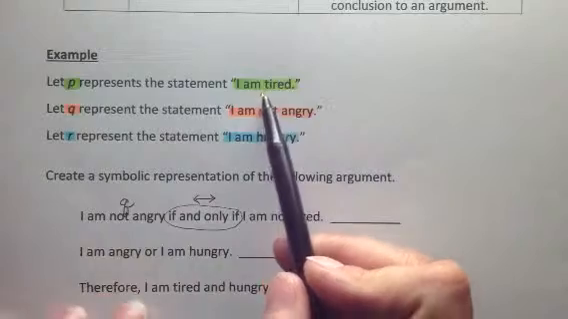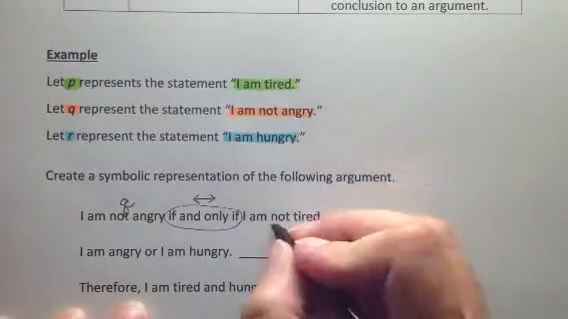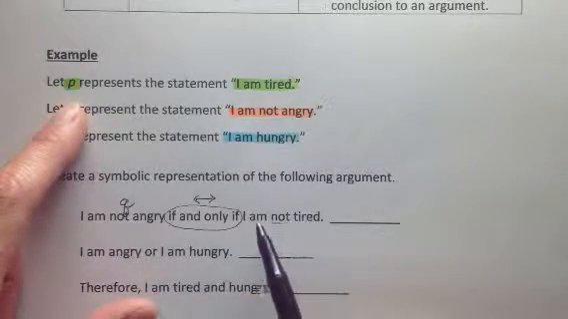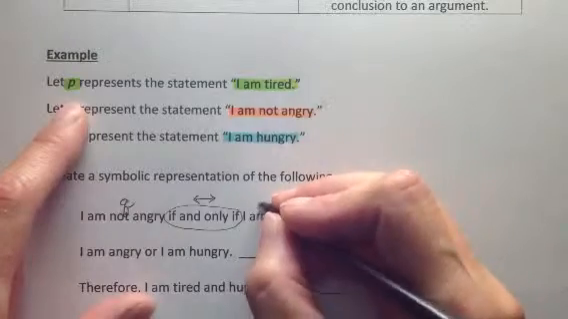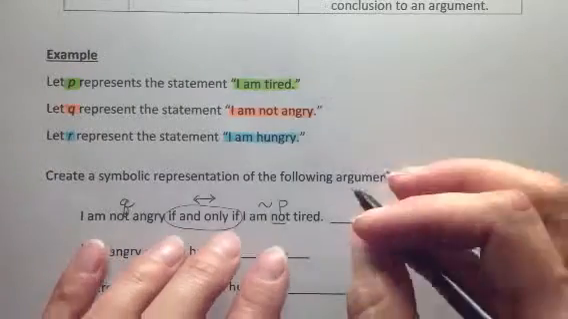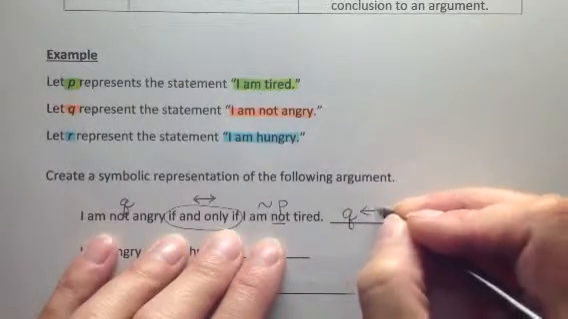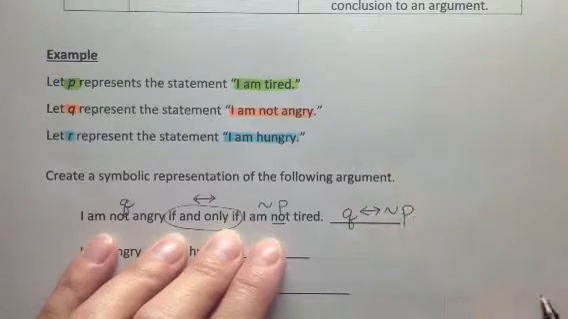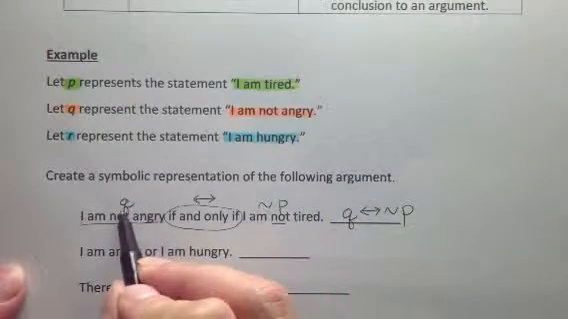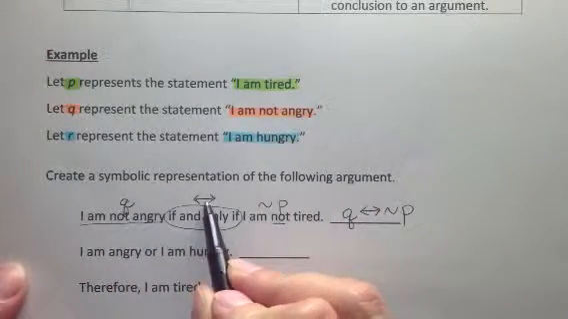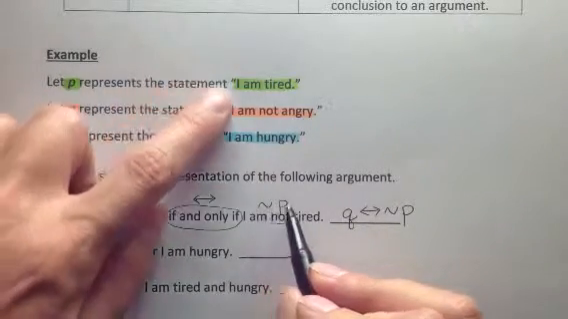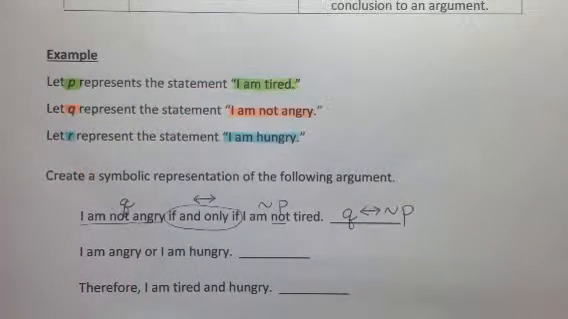Okay, so now I've got to do a little more here. The not is negating this statement. I am tired was P. So if I want to talk about not being tired, I'm going to say not P. So the symbolic representation of our first statement is Q, if and only if, not P. Okay, so we're just replacing everything with symbols. I'm not angry was Q, if and only if was my double-sided arrow, and I am not tired was the negation of P, which was I am tired.